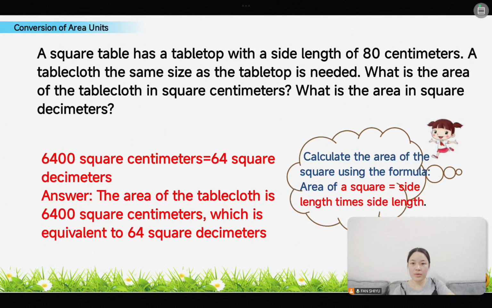A square table has a tabletop with a side length of 80 centimeters. A tablecloth the same size as the tabletop is needed. What is the area of the tablecloth in square centimeters? What is the area in square decimeters? First, we should calculate the area.